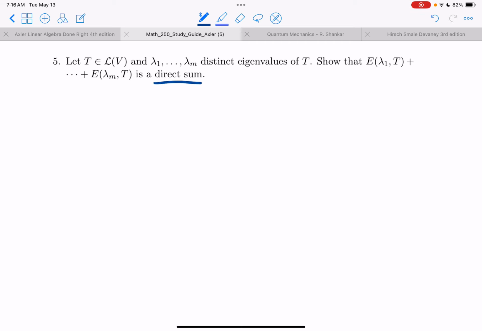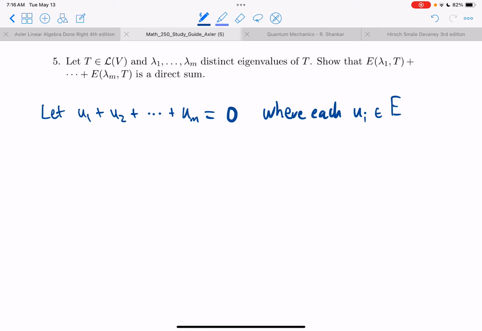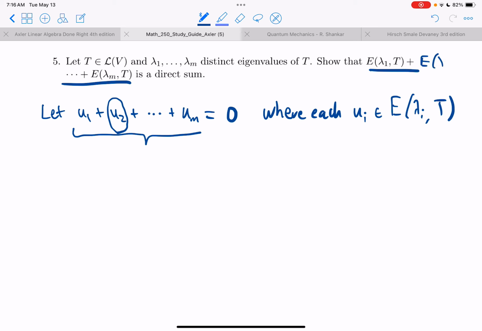Okay, how do we show this is a direct sum? We show that u1 plus u2 plus dot dot dot plus um equal to the zero vector, where each ui is from the lambda i eigenspace. The sum of subspaces is just the collection of all sums like this, where each term in the sum is in the corresponding subspace. So u2 would be in E(lambda 2), u1 would be some vector in E(lambda 1), etc.